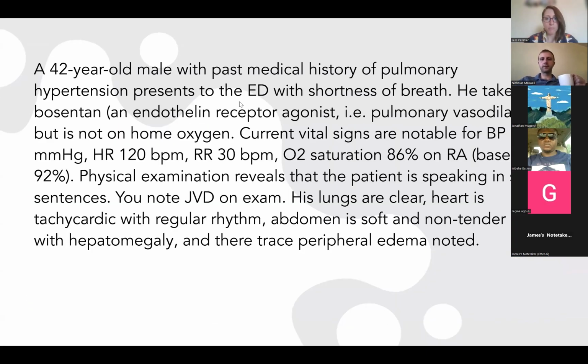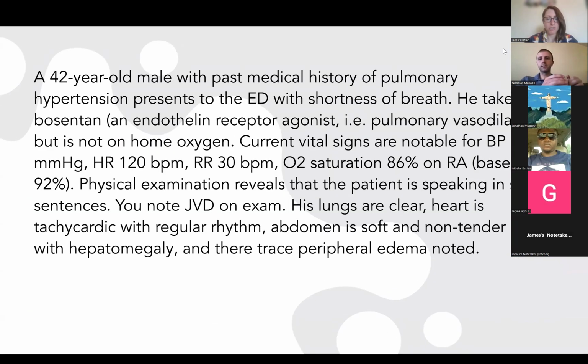You have a 42-year-old male with a history of pulmonary hypertension coming in for shortness of breath. He takes bosentan, which is an agent that helps dilate the pulmonary vessels, but he's not on oxygen at home. Currently, his vital signs are notable for hypotension, tachycardia, tachypnea, and hypoxia. On exam, he's speaking in short sentences, and he actually has jugular venous distension. His lungs are clear, his heart is tachycardic with regular rhythm, and his belly is soft and non-tender, but you do notice some hepatomegaly, and there's trace peripheral edema.